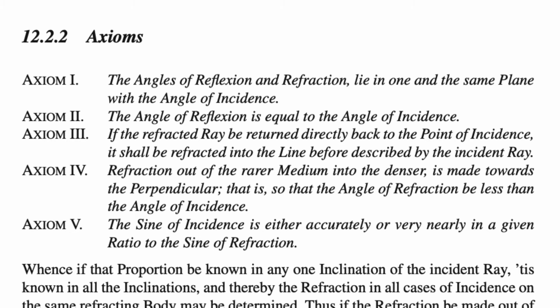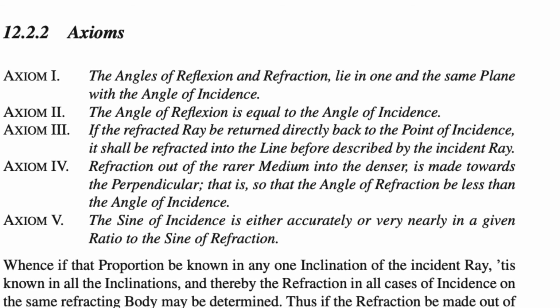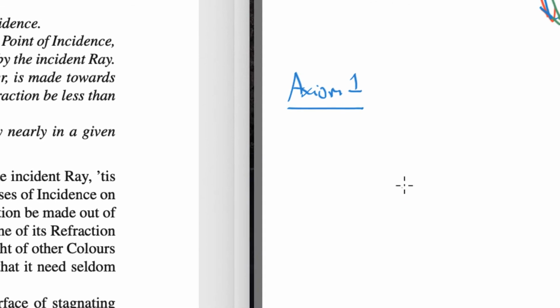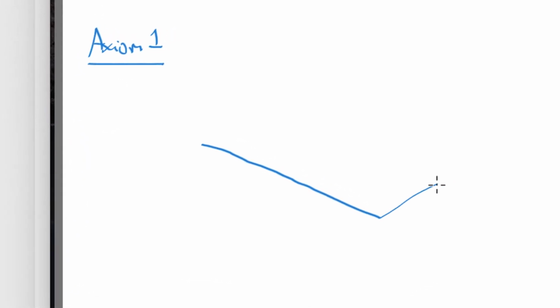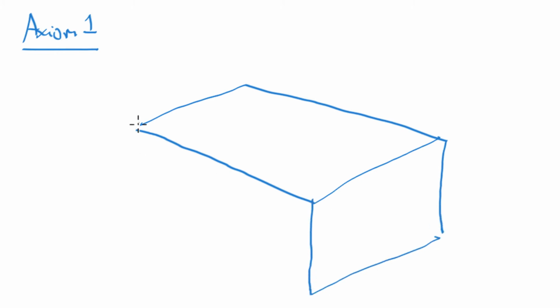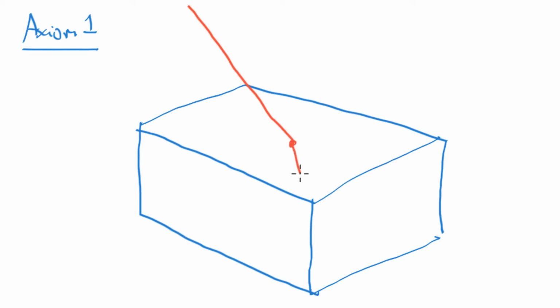So first of all, axiom 1, he says the angles of reflection and refraction lie in one and the same plane with the angle of incidence. What does he mean by this? He's saying, suppose we have a surface. I'm going to draw this in 3 dimensions now. Suppose we have a surface like this, a glass block. And suppose that we have a ray of light that is coming in like this and striking the glass block. And suppose that we have some of the light that is going into the glass block and some of the light that is reflecting off of the glass block.